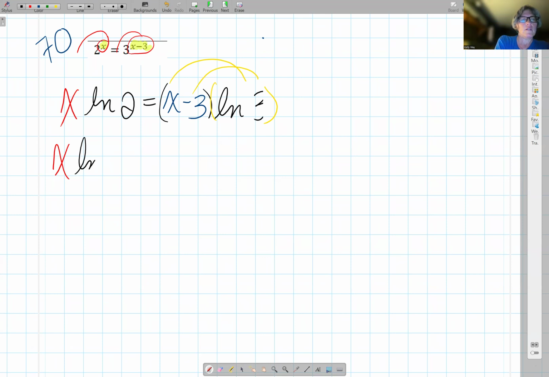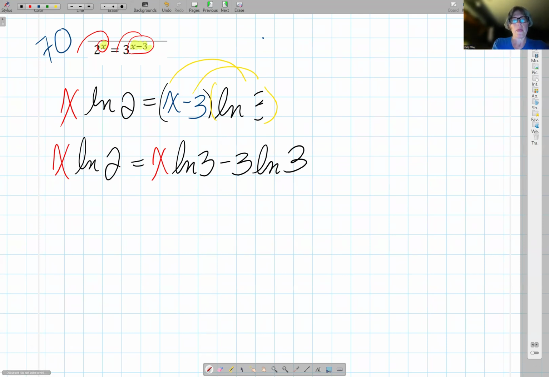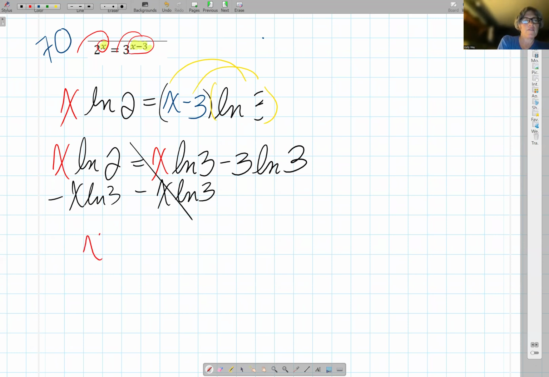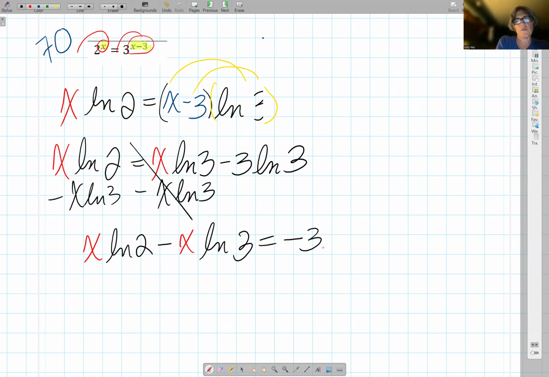So I have x natural log 2 equals x natural log 3 minus 3 natural log 3. You ask yourself, again, we're trying to solve for x, so you want to get x to one side. So I'm going to subtract this from both sides. And we have x natural log 2 minus x ln 3 equals negative 3 ln 3. Trying to get x by itself.